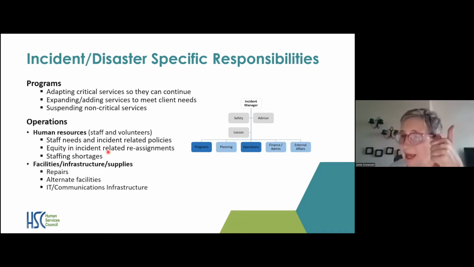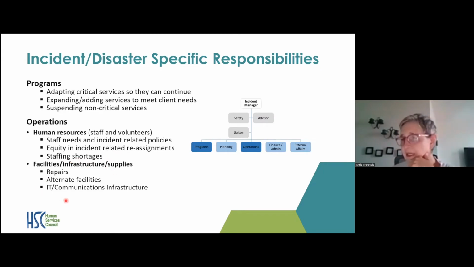You're thinking about equity in incident-related reassignments, ensuring that if you are asking people to take on commitments outside of their realm that could be dangerous, or whatever it is, that you're compensating people and training them, all of that. Addressing staffing shortages.